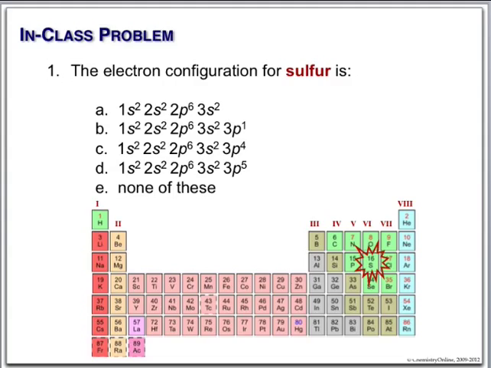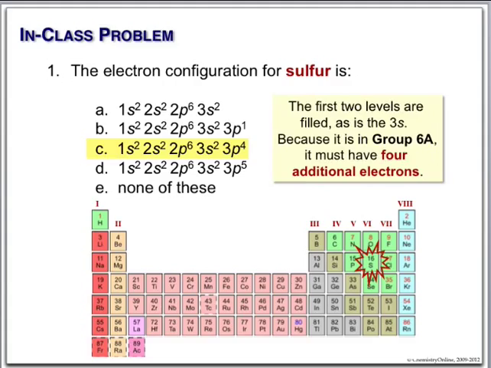Gee, so far we're stuck. We have the 3s next. That's going to fill 3s2. So how many electrons do we have in our p? Very simple, right? 1, 2, 3, 4. Well, that's not so hard, is it? You fill up everything before it, and then you just count over to see where it is.